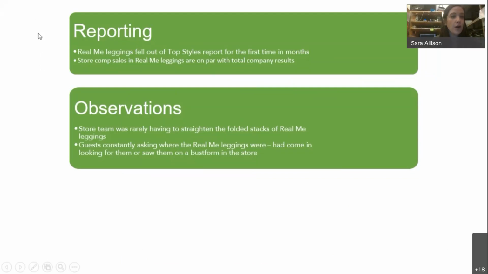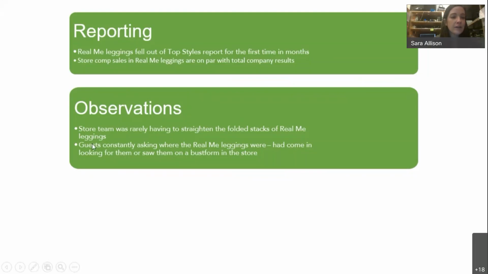One thing, the store team, all the leaders were like, this is great. I never have to straighten these stacks. Real Me are so hard to fold and they just stay perfect all the time. So wonderful, which we know is not a good sign, right? Because that means something's not getting shopped. We love to hate the black legging table because it gets so crazy all the time, but that's because people are shopping it constantly. And that's when we know a presentation's working, when it's getting a little bit wrecked.